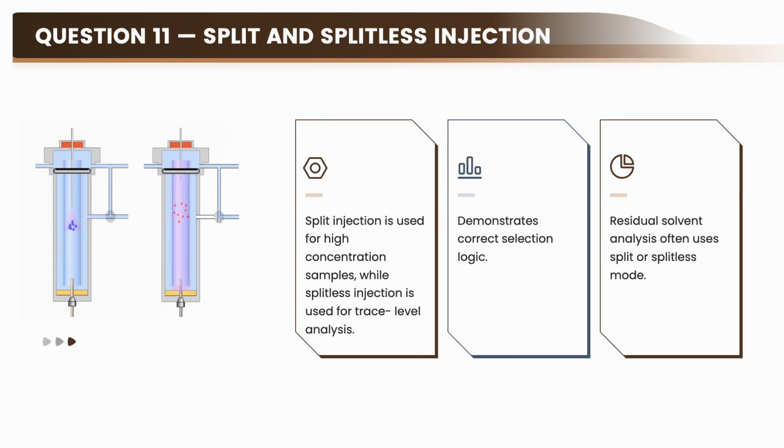In split injection, only a portion of the injected sample enters the column and the remaining is vented out. This mode is suitable for high concentration samples. In splitless injection, the entire injected sample enters the column, making it suitable for trace level analysis. In pharmaceutical QC, residual solvents methods often use split or splitless mode depending on sensitivity requirements. This explanation shows that you understand the method selection also.